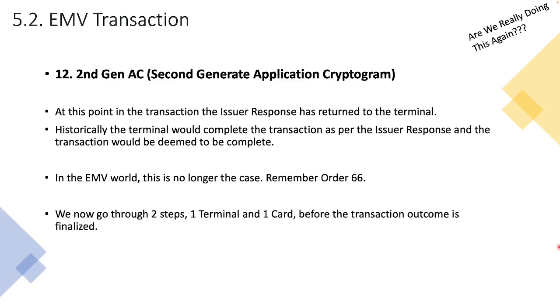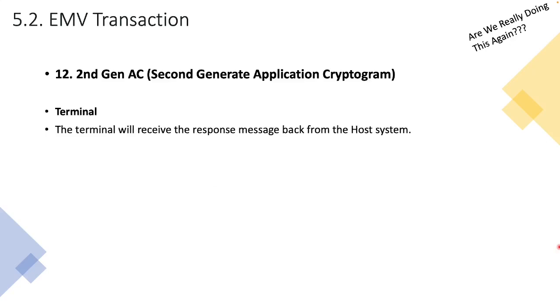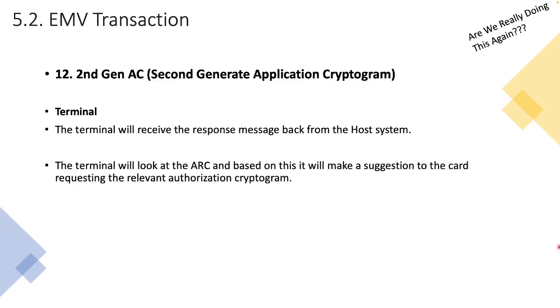Okay. So we now go through two steps here, right? One is a step done by the terminal, and one is the one done by the card before the transaction outcome is finalized. So let's look at what the terminal needs to do now. So the terminal, obviously, we said it receives the response back from the host system, right? It will then look at the ARC, the authorization response code. Remember, we said this is usually sent down in field 39 of the transaction response message.